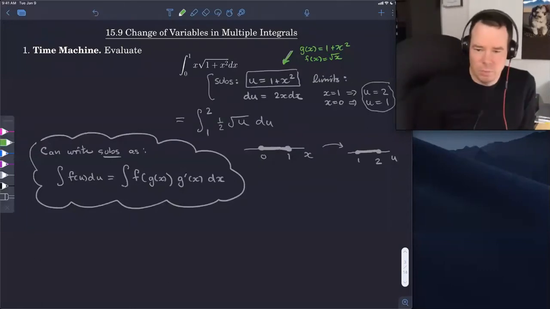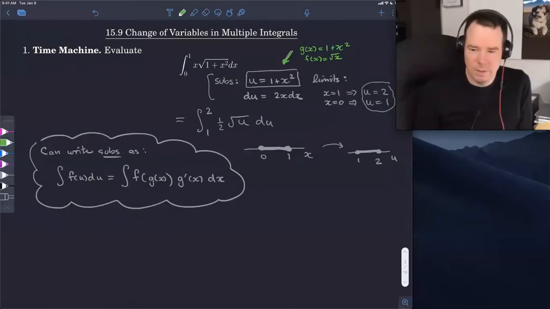So what's below is we've got an integral of the square root of 1 plus x squared times the derivative of the 1 plus x squared, or the g of x, up to a scalar. So there's a 1/2 that sort of needs to be accounted for, and that's what we've done in the substitution. So that's what a substitution is.